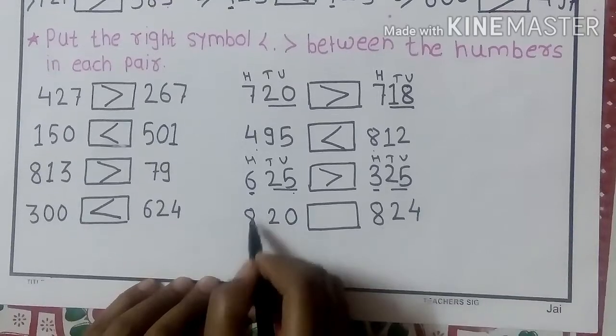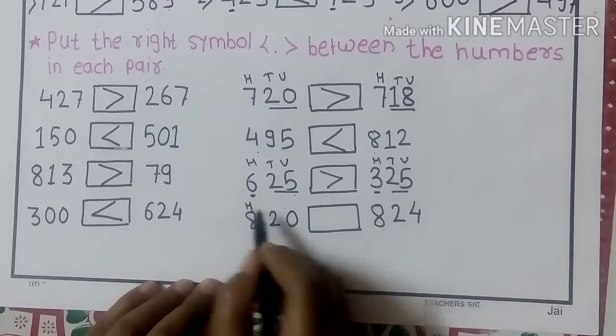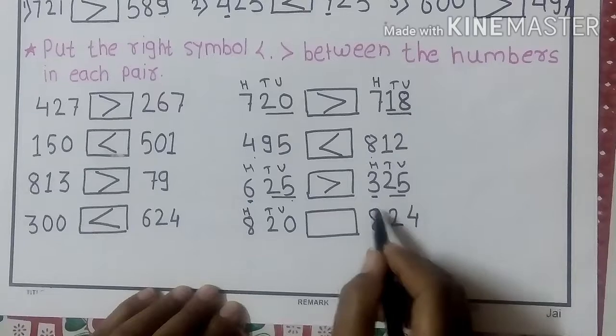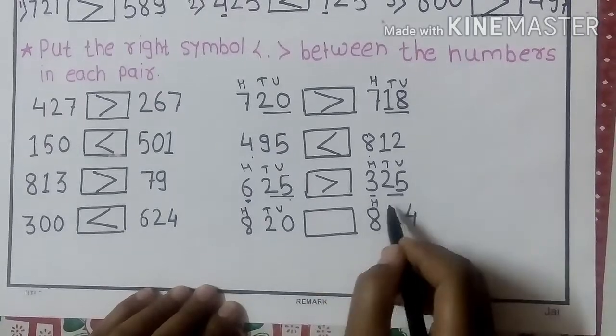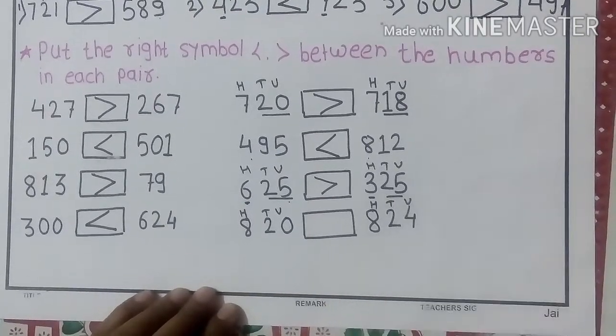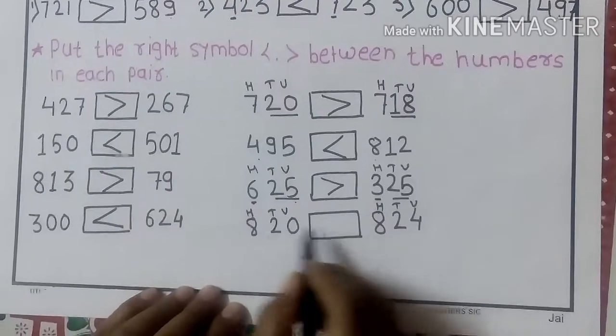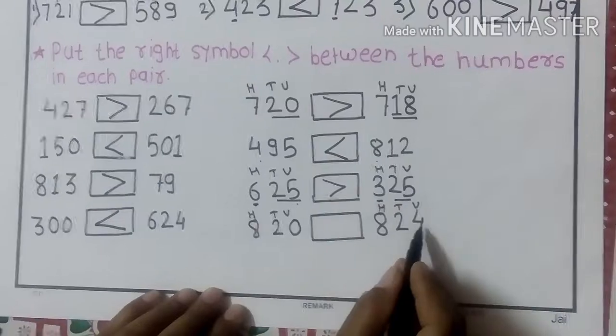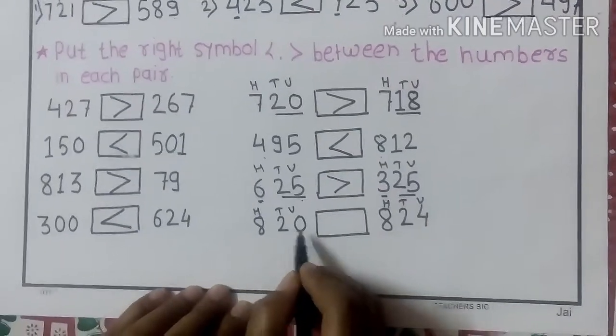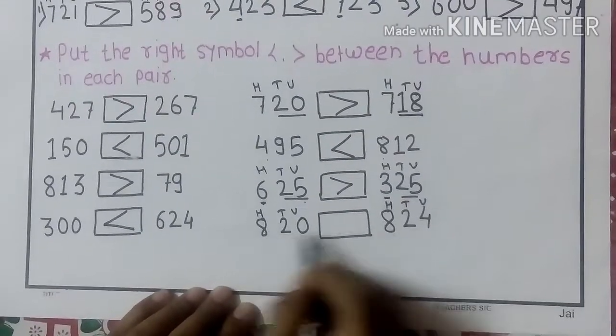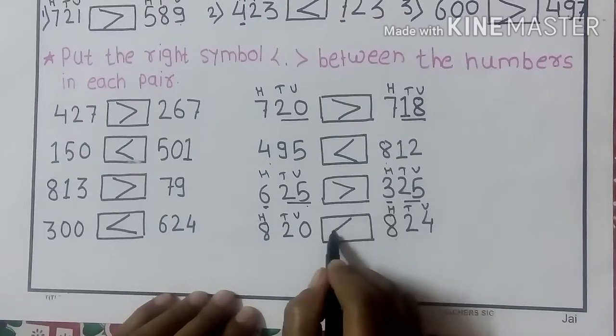Now next example, here 820 and 824. In this example, 8 is at the hundreds place. Here is also 8 at the hundreds place. Then which number is big? Tell anyone. Yes, 824 is big and 820 is small. Therefore, 820 is smaller than 824.